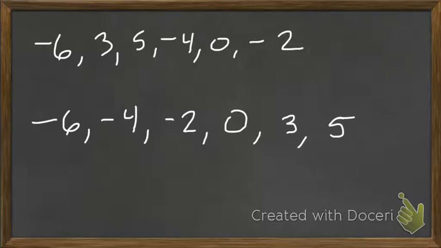So we went from smallest to biggest. Because -6 is smaller than -4, -4 is smaller than -2. Then we have 0, then we got 3 and 5. So 0 is bigger than all these numbers over here.